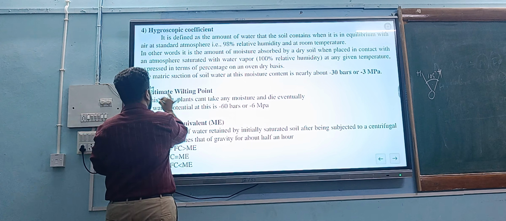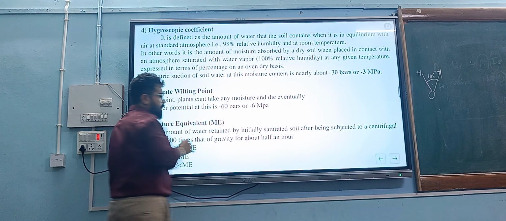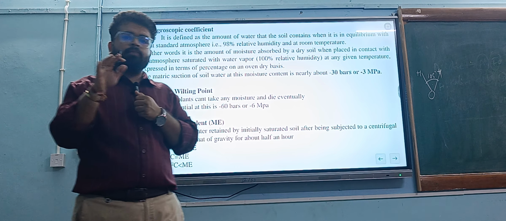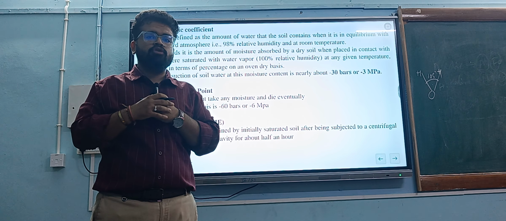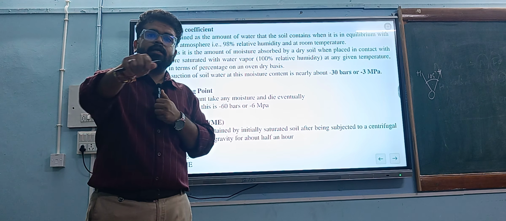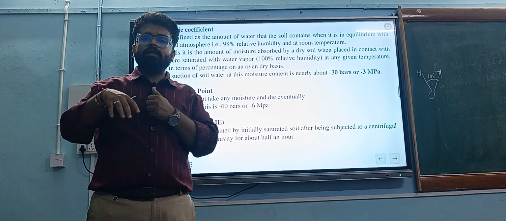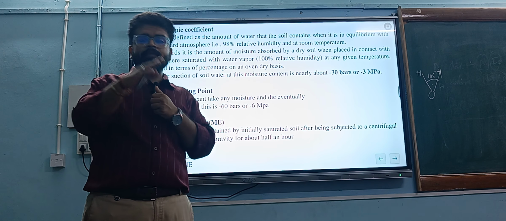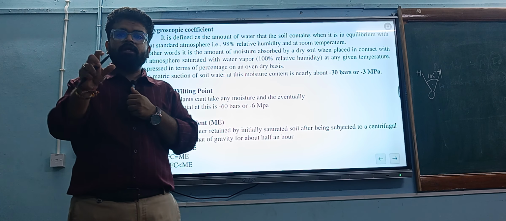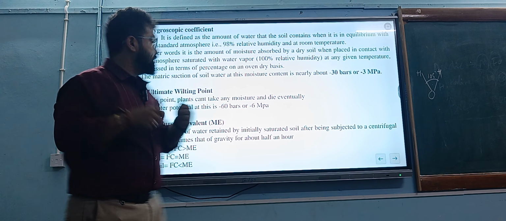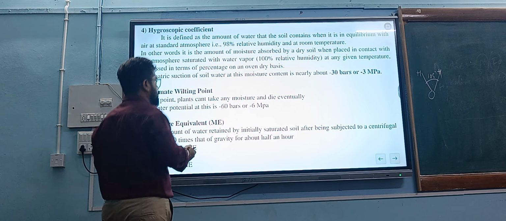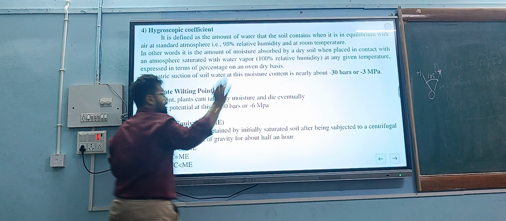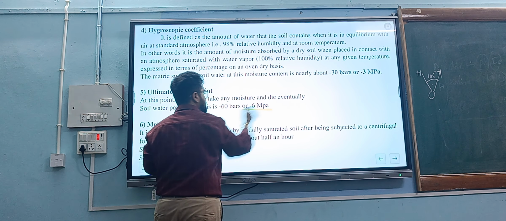Ultimate wilting point is the fifth soil moisture constant. See, we discussed permanent wilting point, a condition at 15 bar soil moisture tension. If you irrigate, the plant can regrow. There are two other terms, temporary wilting point and permanent wilting point. In permanent wilting point, if you irrigate, it will regenerate. But there is a condition called ultimate wilting point. The plant cannot take any moisture and dies eventually. It is held at a tension of minus 60 bar or 6 megapascal.